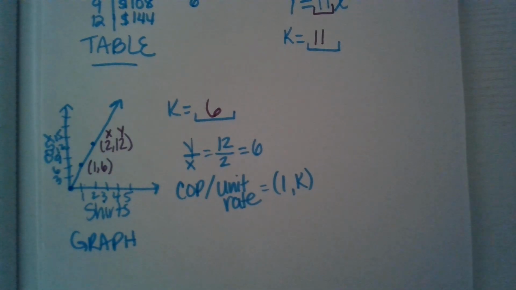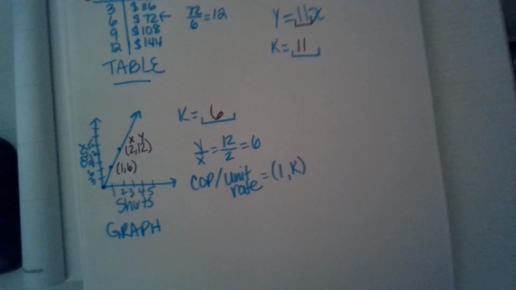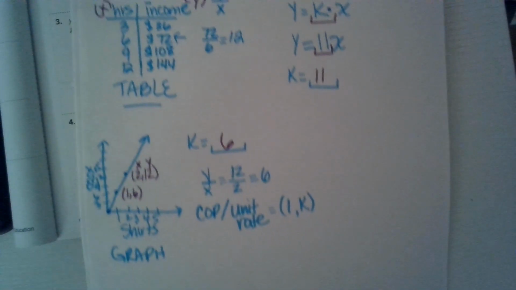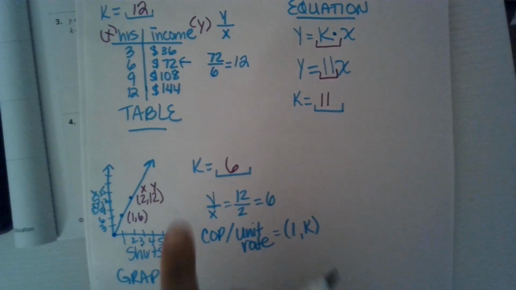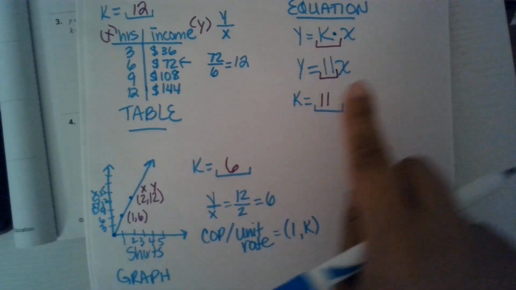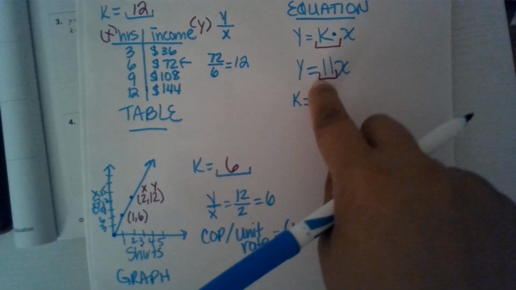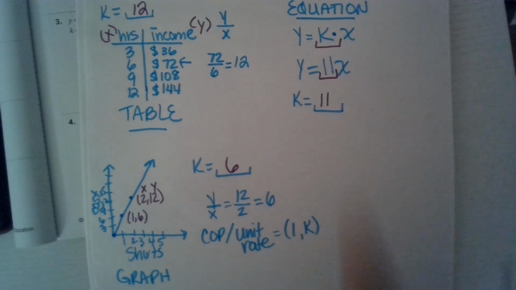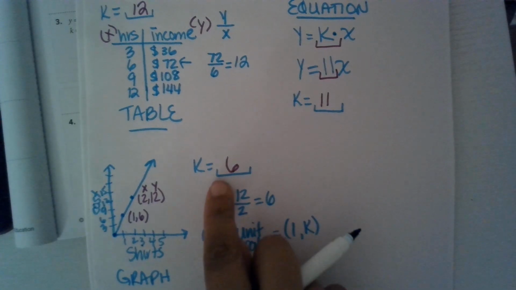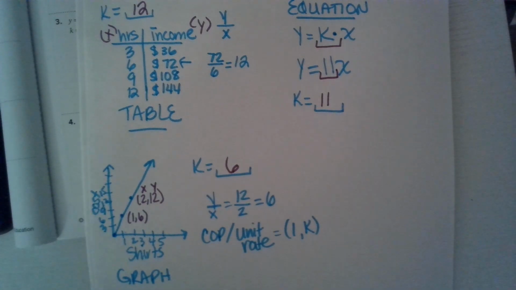Okay? I want to show you guys a bit. This is how you find the magic number from a table. This is how you find a magic number in an equation. Remember, it's just a number. And then this is how you find the magic number of a graph.